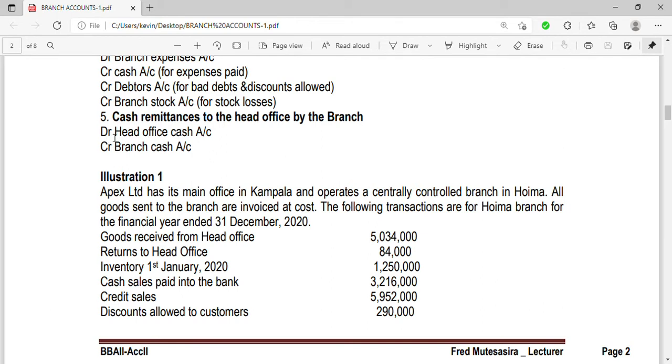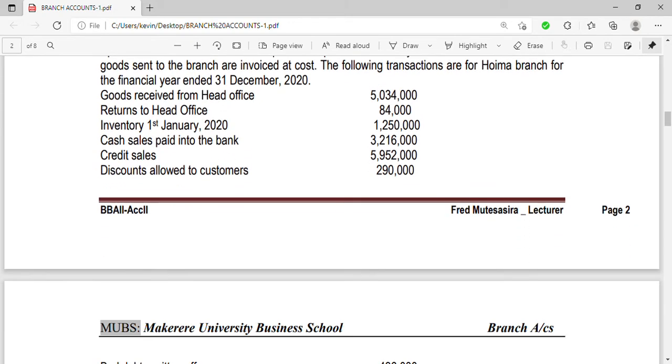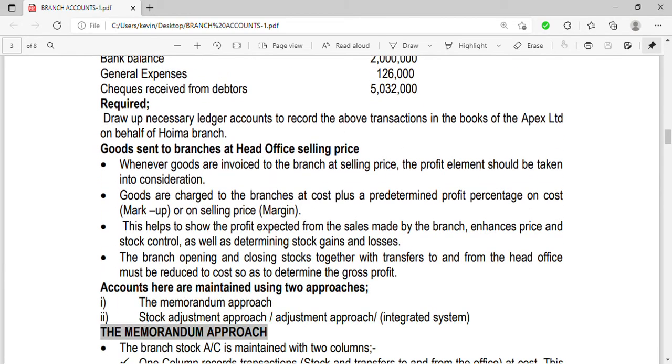We debit the head office cash account because the head office is receiving cash, and cash increases by debiting. So it's the reason why we debit the head office cash account, because their cash is increasing. And then we credit the branch cash account because for them their cash is reducing since they're sending the cash to the head office. Those were the accounting entries in case goods are sent to the branch at cost price. We shall have an example in our next video.